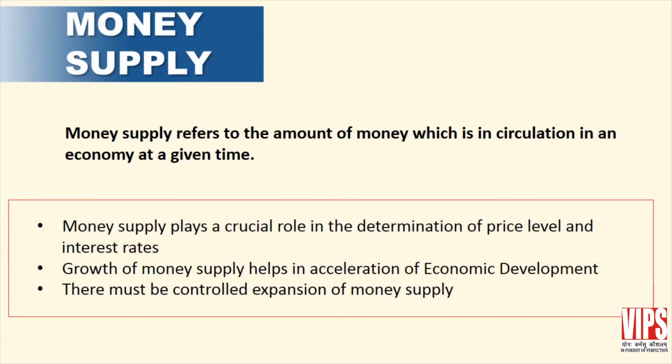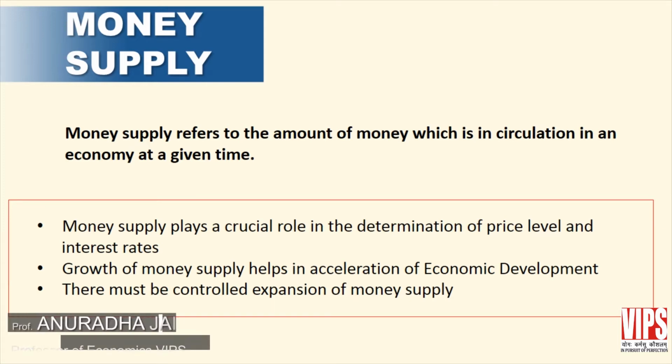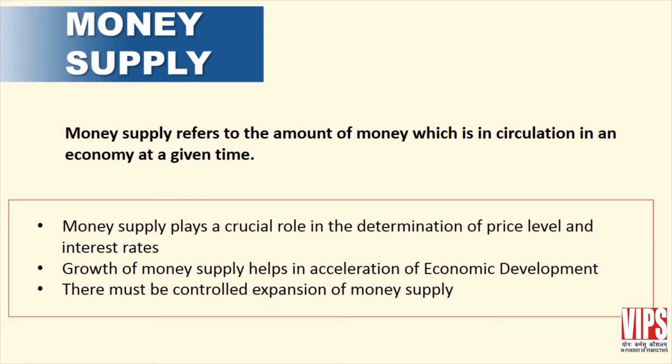Money plays a very important role in the economy, and supply of money represents the monetary sector of the economy. Money supply can be defined as the amount of money which is in circulation in an economy at a given point of time. It plays a very crucial role in the determination of price level and interest rate. As we have discussed in the earlier slides, if money supply increases, the purchasing power of the public increases, and that leads to an increase in the price level. Similarly, an increase in money supply can also lead to a decrease in the interest rate, and vice versa.